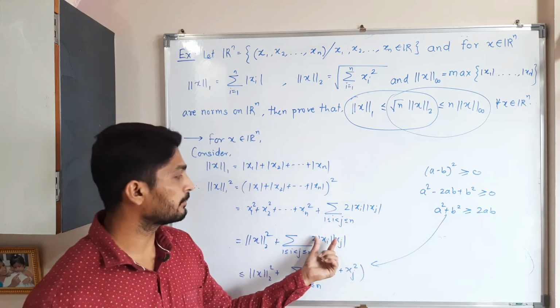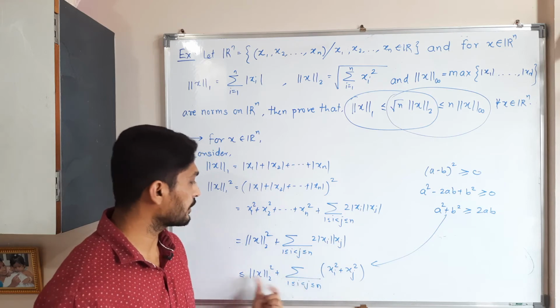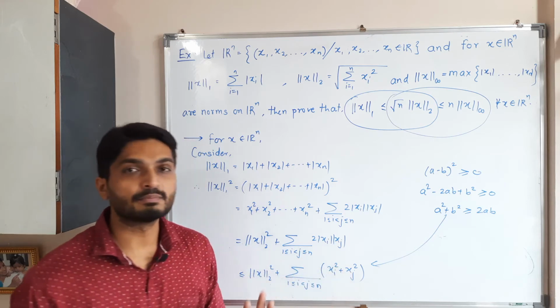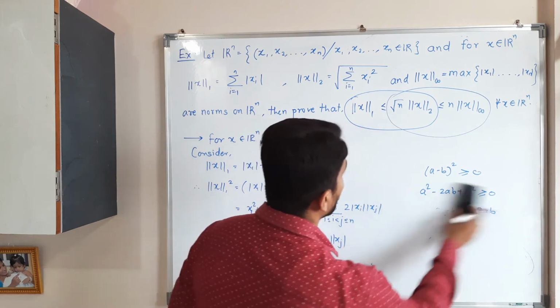This term 2ab, suppose we consider this is a, this is b, so this is less than or equal to a square plus b square. So this logic we applied here. Okay, just a minute. So let us continue.